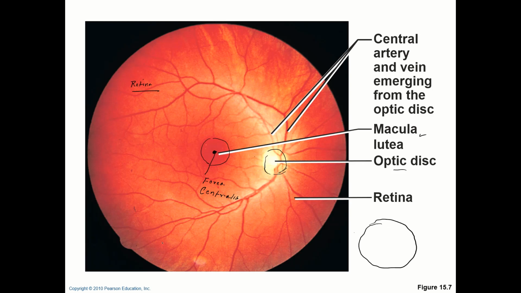Okay, this is the retina, and let me draw the fovea centralis and macula lutea here. So this is the retina, the outer part of the retina. This is the macula lutea in the center part, and the most central small area is called the fovea centralis.